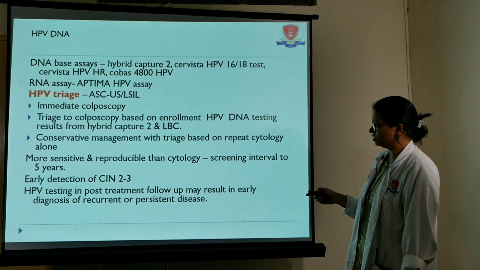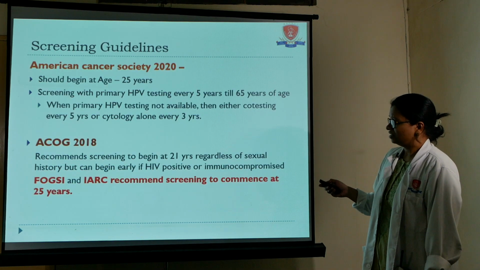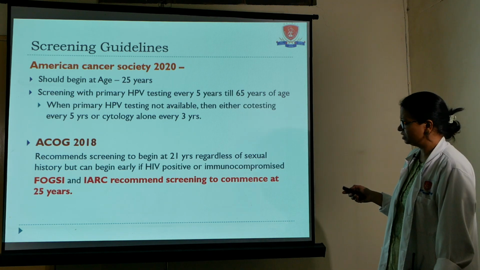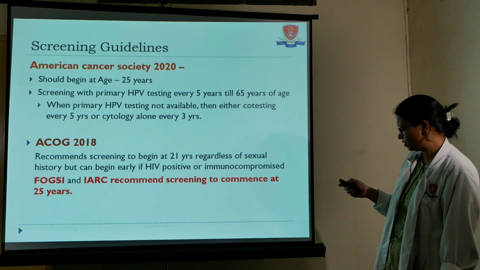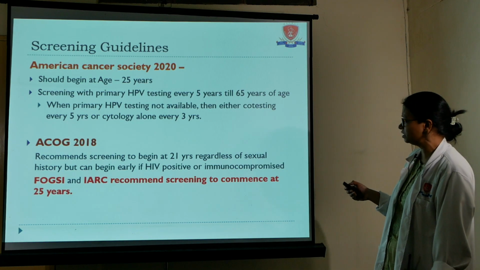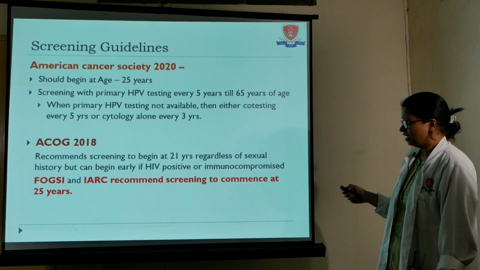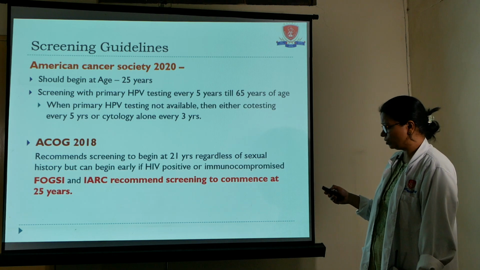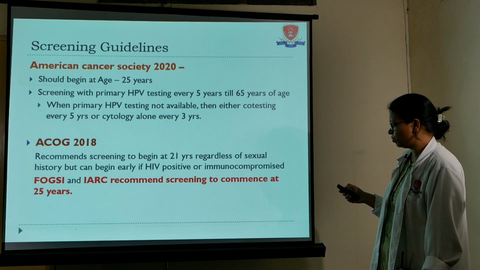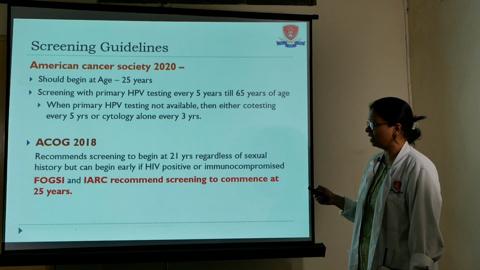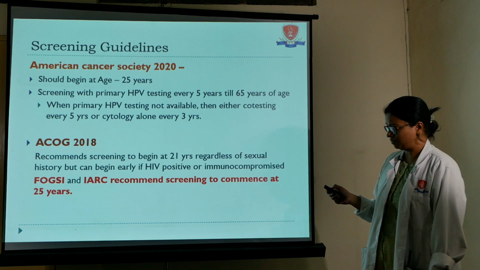So these are the HPV based tests which I have already told you, and these are the screening guidelines. Screening should start at the age of 25 and be done every 5 years with primary HPV testing. When primary HPV testing is not available, then either co-testing every 5 years or cytology alone every 3 years. ACOG 2018 recommends screening to begin at 21 years regardless of sexual history, but it can begin early if HPV positive or immunocompromised. FOGSI and IARC recommend screening to commence at 25 years.